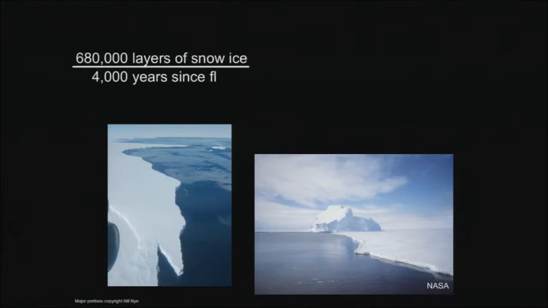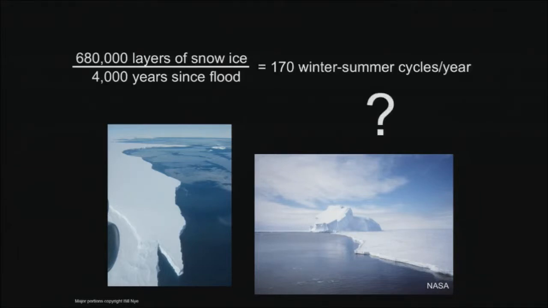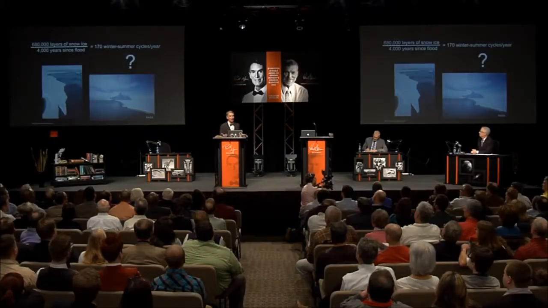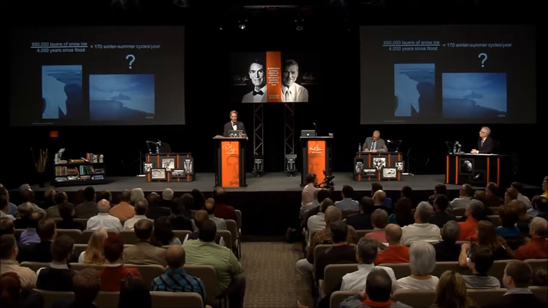How could it be that just 4,000 years ago, all of this ice formed? Let's just run some numbers. This is some scenes from lovely Antarctica. Let's say we have 680,000 layers of snow ice and 4,000 years since the Great Flood. That would mean we'd need 170 winter, summer cycles every year for the last 4,000 years. I mean, wouldn't someone have noticed that? Wow, wouldn't someone have noticed that there's been winter, summer 170 times one year?